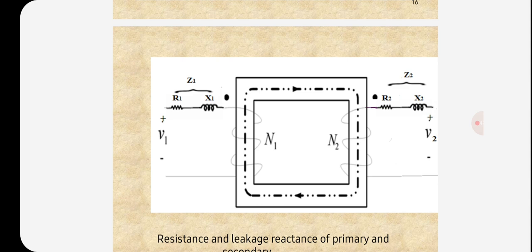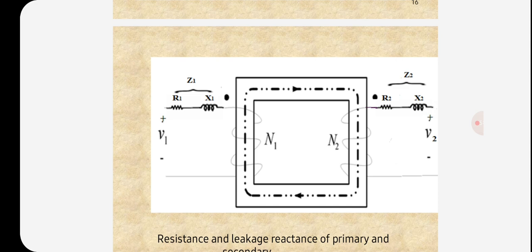So Z1 is equal to R1 plus jX1. Magnitude of Z1 is equal to under root of R1 square plus X1 square. Phase angle phi 1 is equal to tan inverse of X1 by R1. Similarly, the impedance of secondary winding is given by Z2 is equal to R2 plus jX2. Magnitude of Z2 is equal to under root of R2 square plus X2 square. So phase angle phi 2 is equal to tan inverse of X2 by R2. So the resistance and the leakage reactance cause voltage drop in their winding.